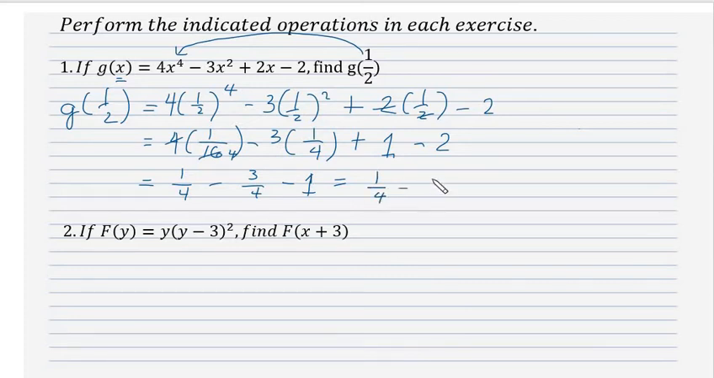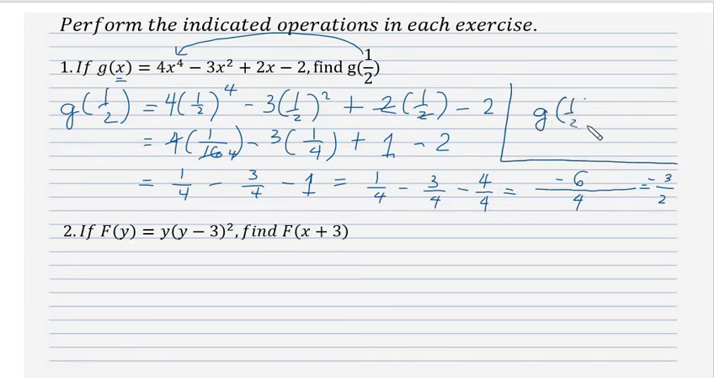So that would be 1/4 minus 3/4, and then let's change -1 to 4 over 4. So we now have 4 as our denominator, and we simply subtract the numbers in the numerator. So we have 1 minus 3 minus 4, that would be equal to -6 over 4. If we simplify that, that would be -3/2. So, final answer, g of 1/2 is equal to -3/2.